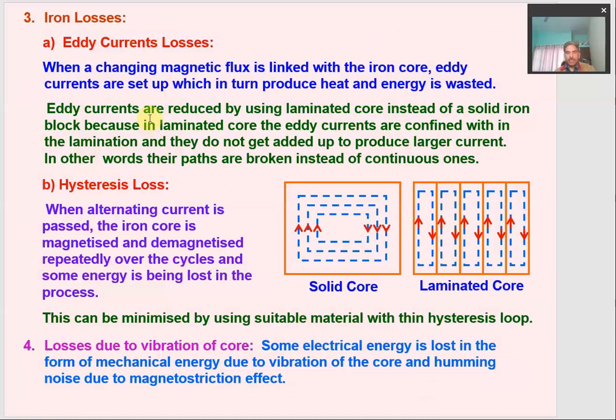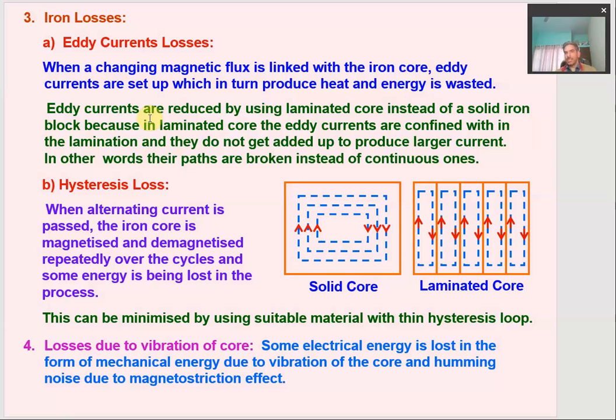Another way in which energy can be lost is in the form of eddy currents. Whenever these two coils are wound over the same iron core, some energy is lost due to the formation of eddy currents, because the changing flux induces eddy currents in the sheets, or the block, of the iron core.